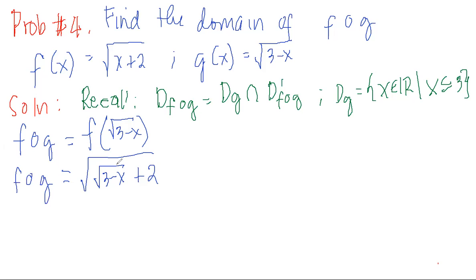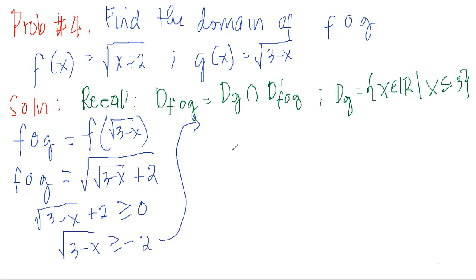So in this expression, we know that this is a radical expression. So there is a possibility that the value of the function f circle g is imaginary. The value here could be negative, right? So in this case, we're going to get the radicand, which is the square root of 3 minus x plus 2. And this must be greater than or equal to 0, or else the value of the function f circle g becomes imaginary. So let's simplify: the square root of 3 minus x is less than or equal to negative 2.